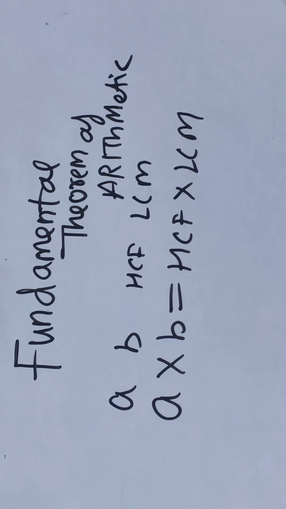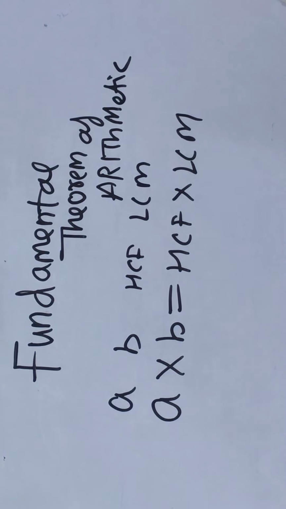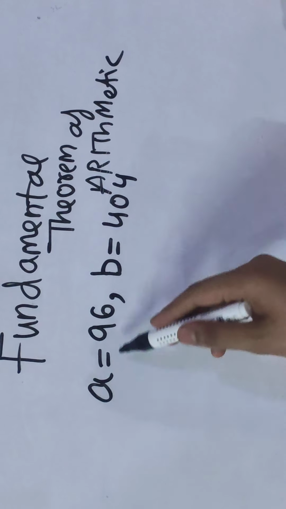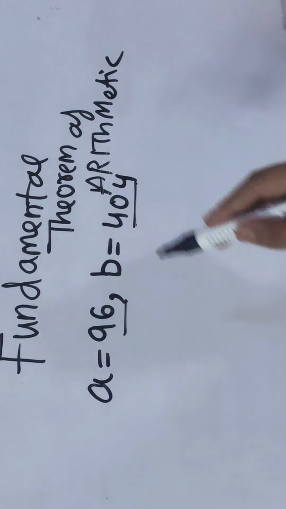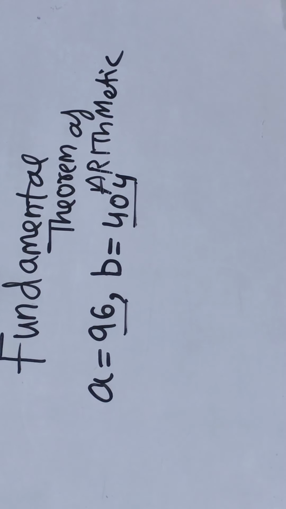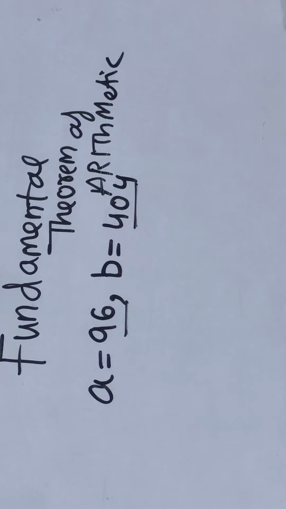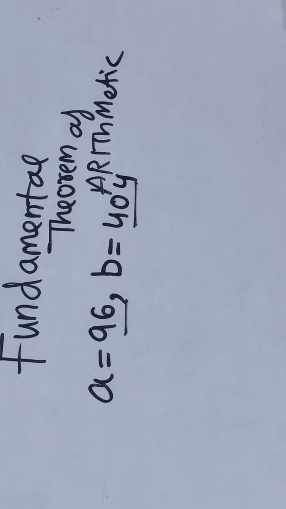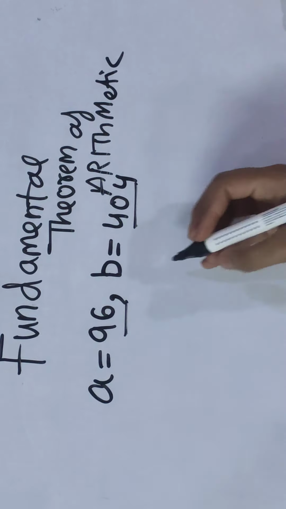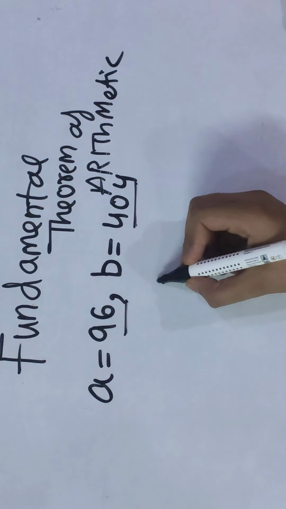Okay, so let's do some questions to understand it better. So this is the question. The two numbers are 96 and 404. Now we have to find the LCM. First of all we have to get the HCF. We can get the HCF by the normal method or Euclid's division algorithm. It's up to you. So let's find it by the normal method.